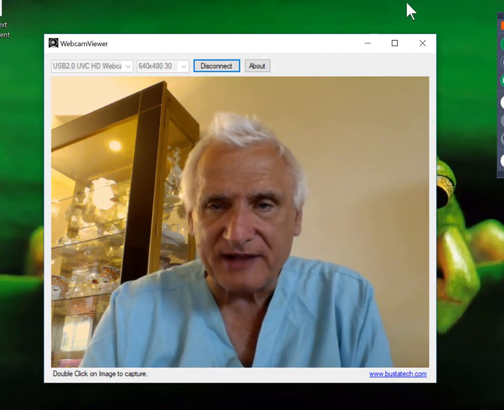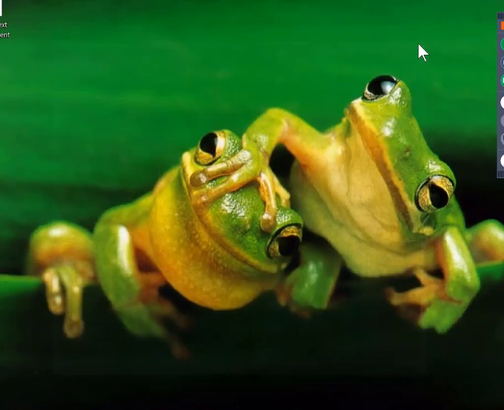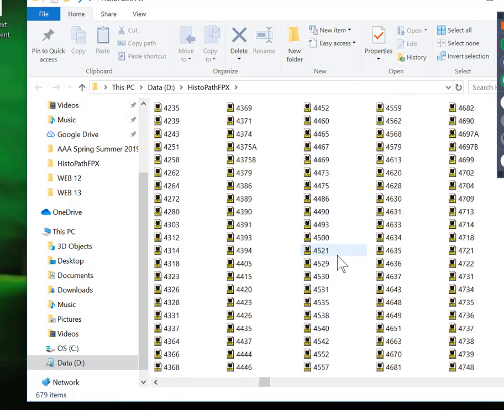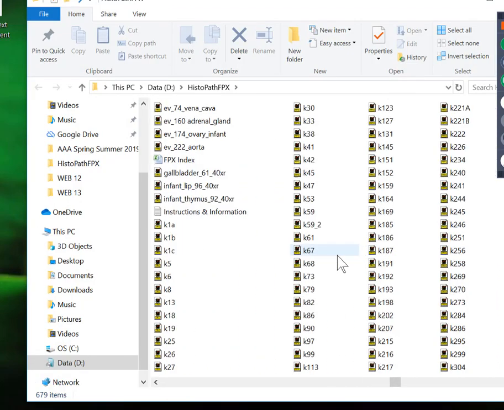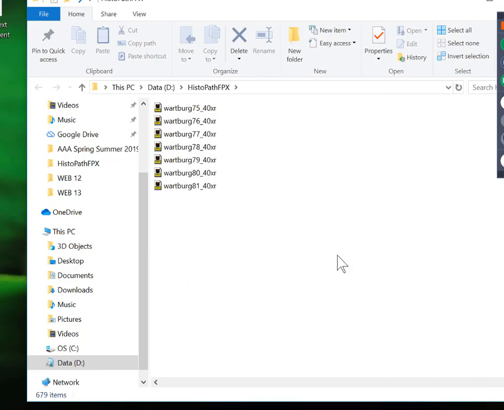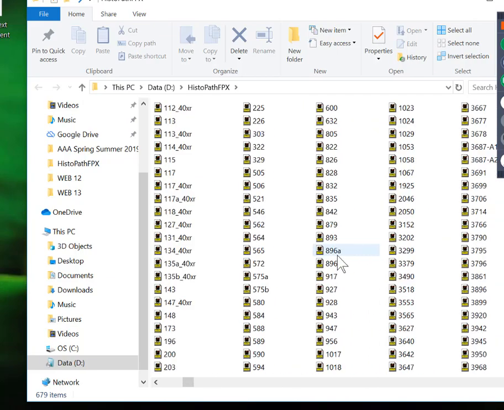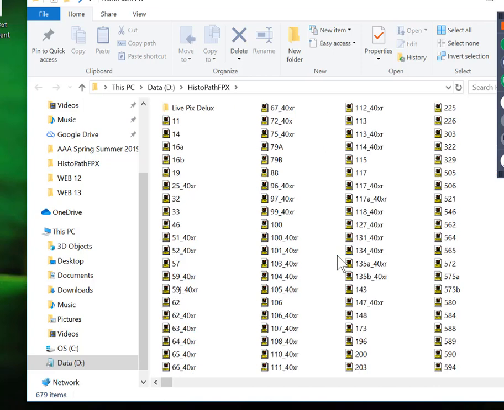So let's close down the ugly guy and let's show you the box of slides. You can see I have about 600 slides in my big box, and they're generally alphabetically and numerically ordered. And I decided to pick out 21, and we're going to put them now into our digital microscope. Now there is kind of a logical order to this.